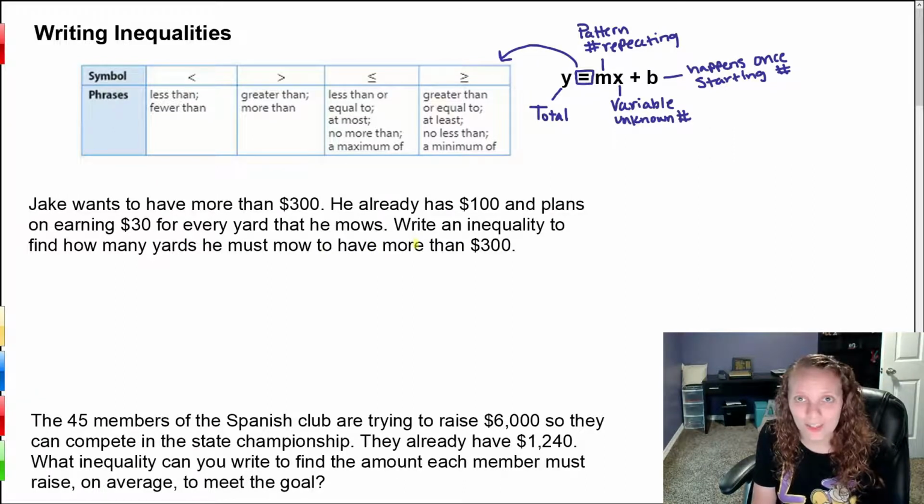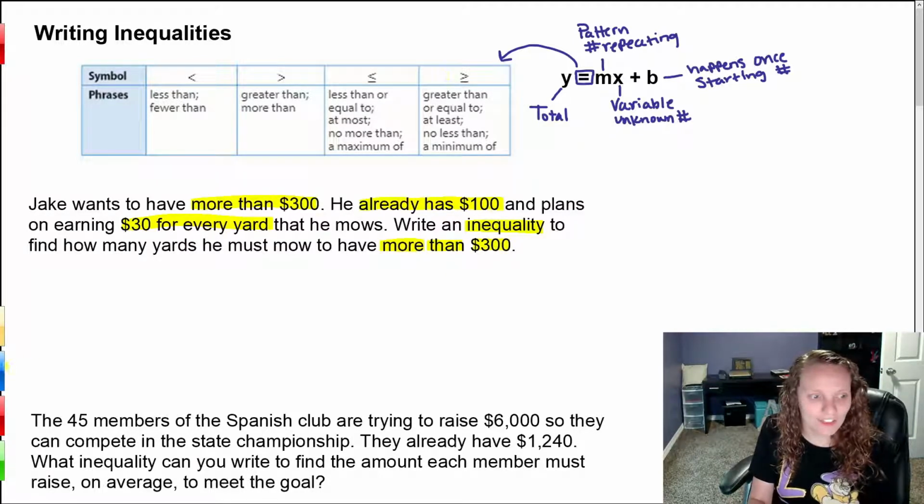Now, let's slow it down and highlight the important information. He wants to have more than $300. He already has $100 and then plans on earning $30 for every yard that he mows. Write an inequality, so we know it's not equal to, or it won't be an equal sign, to find how many yards he must mow to have more than $300.